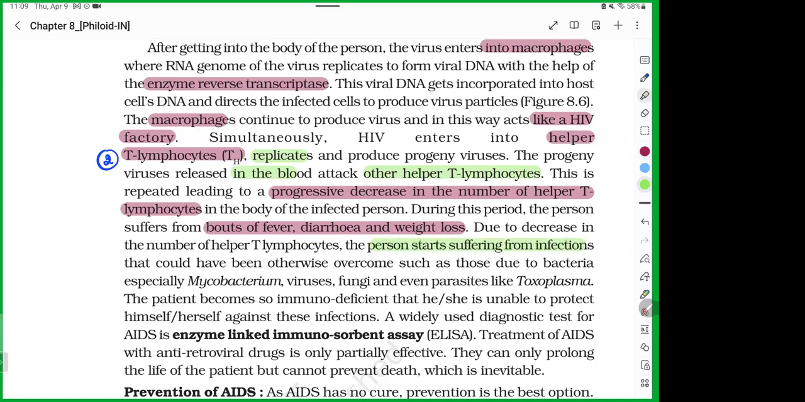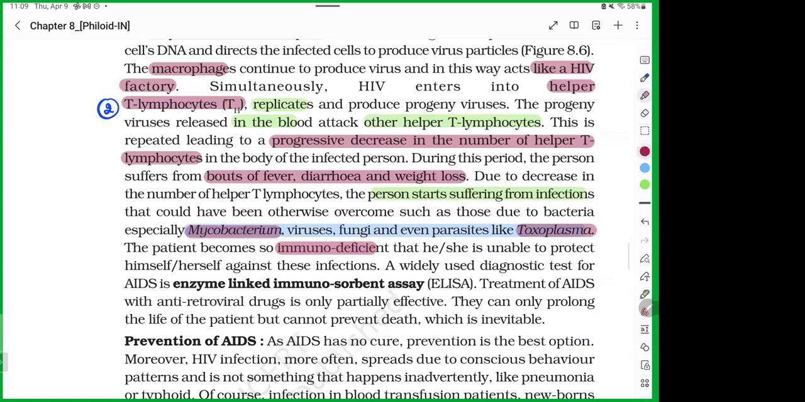That was very normal. Nobody gets infected in the normal stage, but this person will be affected due to bacteria like Mycobacterium tuberculosis, TB, virus, fungus, even the simple parasite that does not cause disease normally, toxoplasma. So toxoplasma and mycobacterium are important. Virus and fungus words are important. Parasite word is important. So the patient becomes immunodeficient. In short, the immune system becomes weak. So the person is unable to protect from infection.